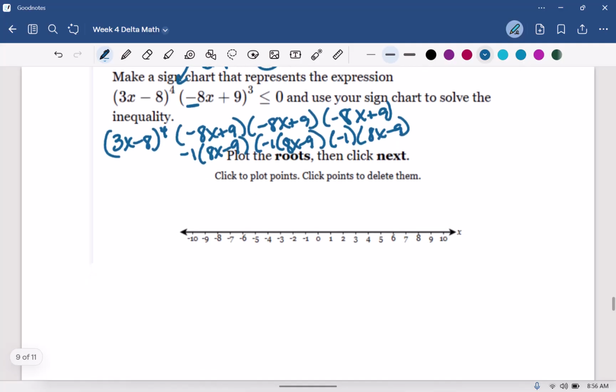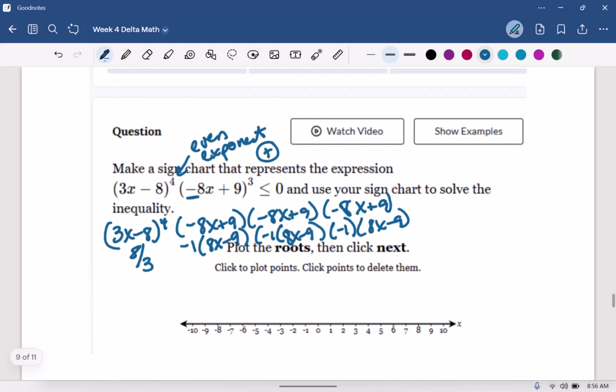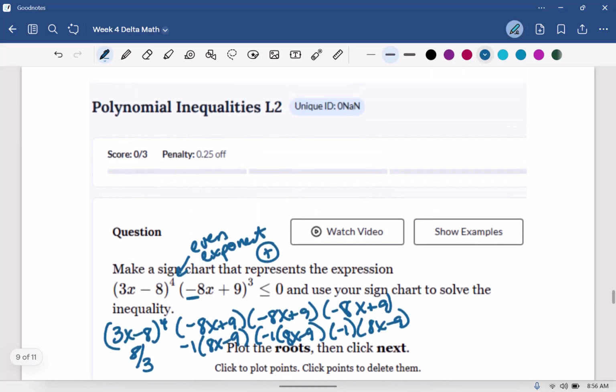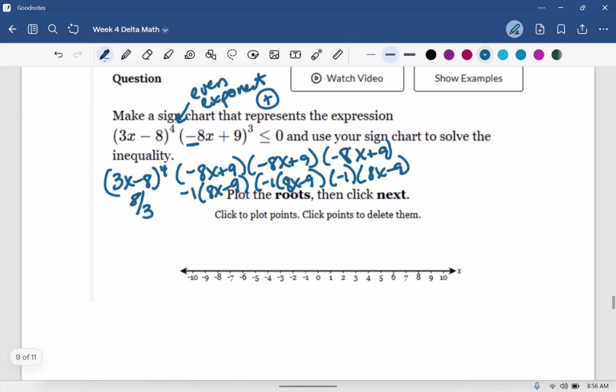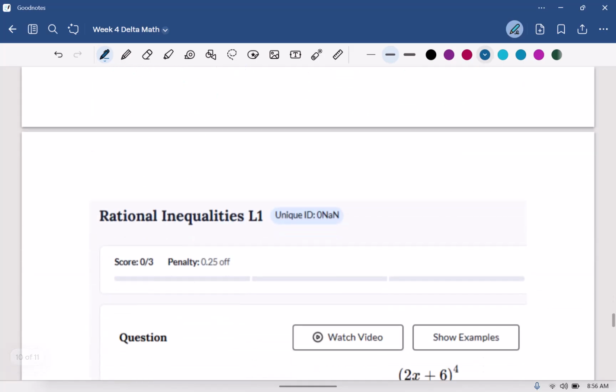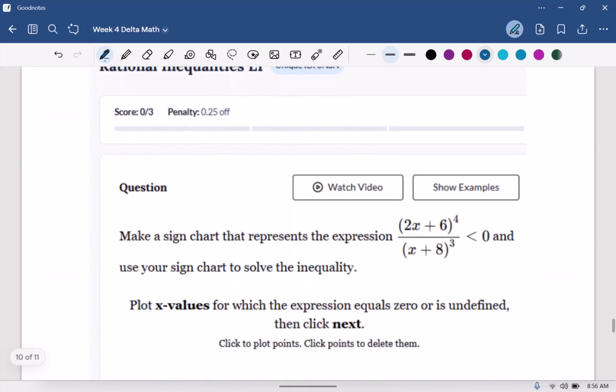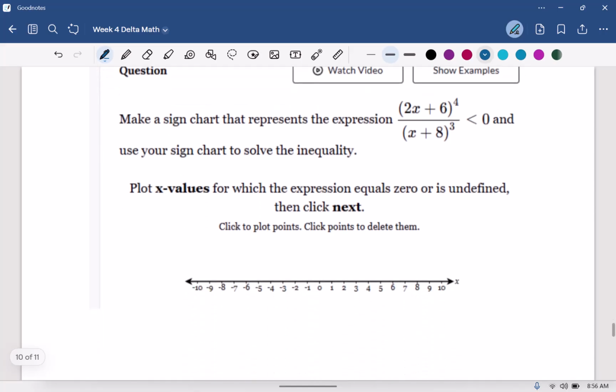So I have an 8/3, which is going to be really hard to put on my graph. I think I actually might take that section away. I'm going to delete that section out because that one is going to just send me too many emails. So I'm going to make that one go away. Just move on to rational inequalities, level 1. We're going to do this one the same way. So we're going to pretend solve.